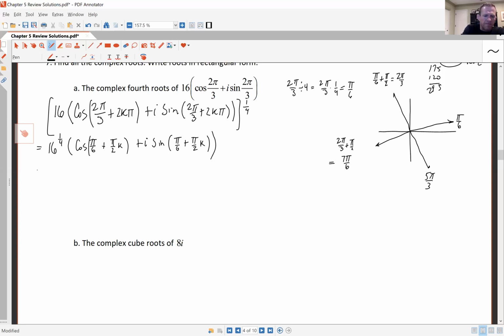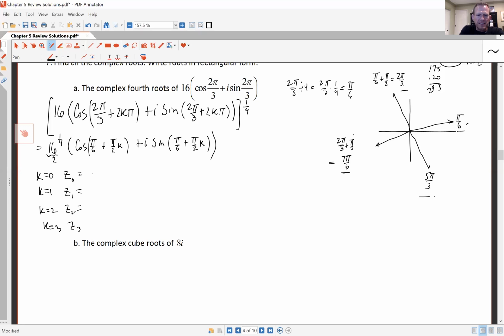All right, so we've got 2 times these numbers. So a lot of times when k equals 0, we call this z sub 0. When k equals 1, that's z sub 1. These are all of the fourth roots of that number. All right, so I like to do this work over on the other side, the adding to get my angles.